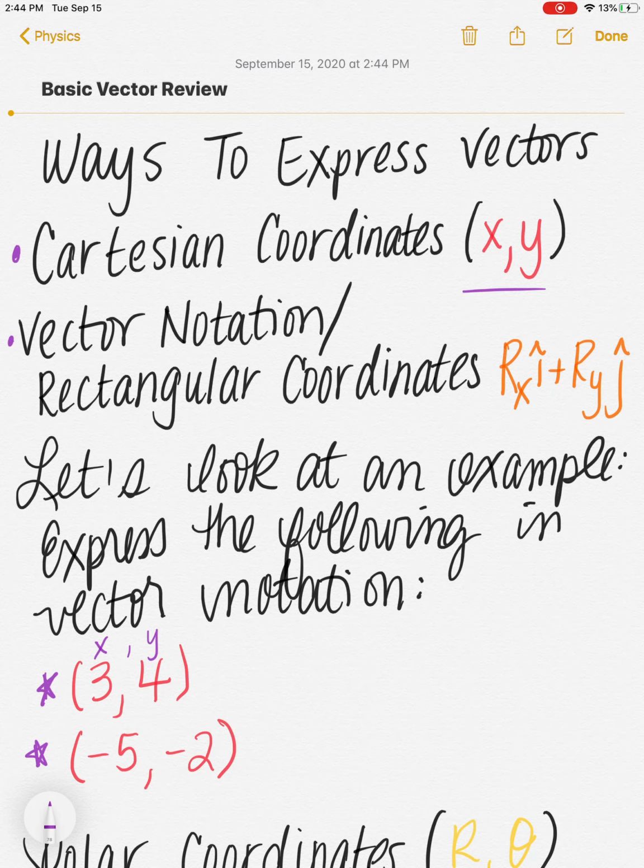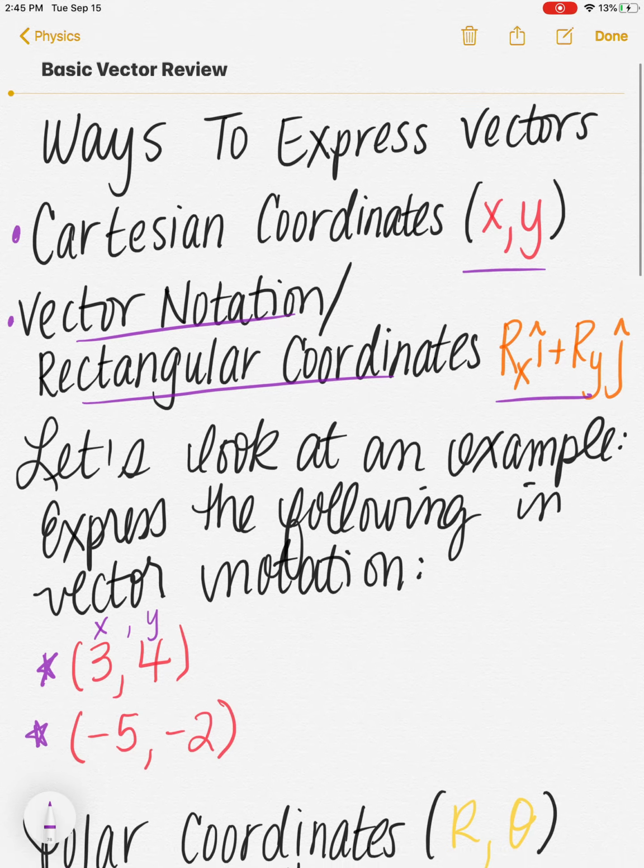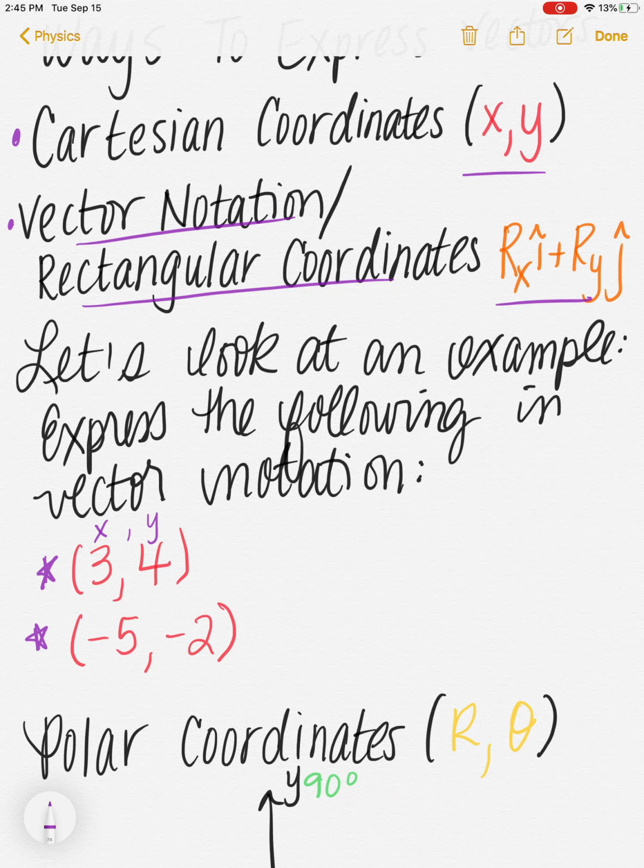In physics, because physicists like to just be different, we have our own system that's called vector notation. Sometimes it's referred to as rectangular coordinates. The standard notation for that is r sub x i hat plus r sub y j hat. It looks scary, but it actually isn't that bad. So let's do a sample problem. If I give you these two sample Cartesian coordinates, how would you write them in vector notation?